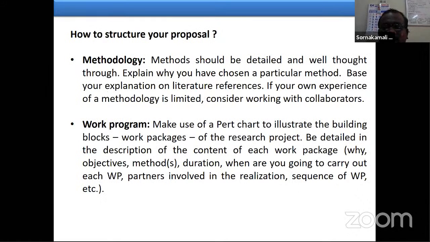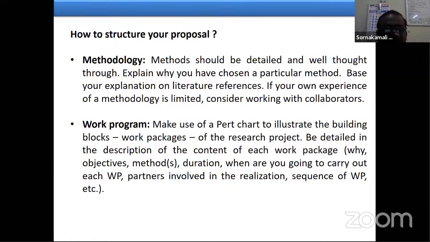In methodology, most funding agencies, in the case of DST and DBT, do not need a detailed, elaborate methodology, whereas the National Medicinal Plant Board or Ministry of AYUSH need a detailed methodology. So we have to give a detailed methodology, then explain why you have chosen this particular methodology. Always use a published article as a reference. Suppose your own experience in the methodology is limited, then you have to initiate a collaborative work.